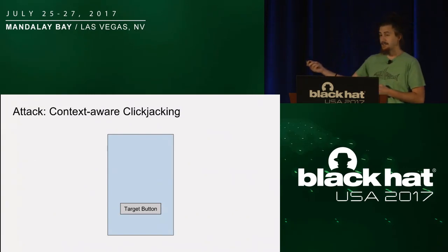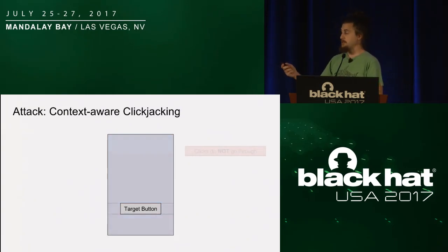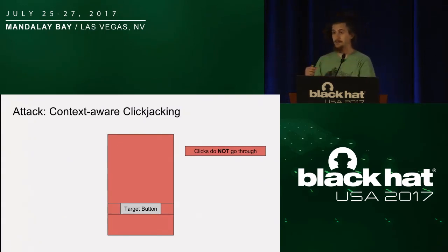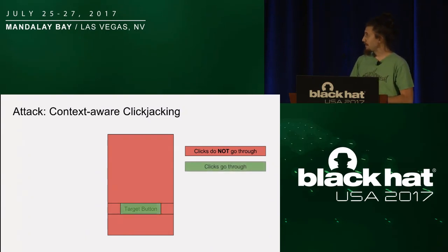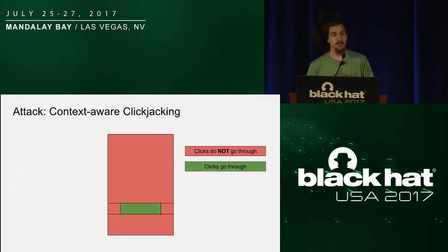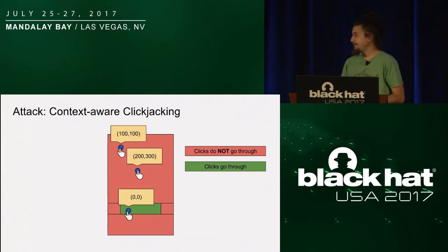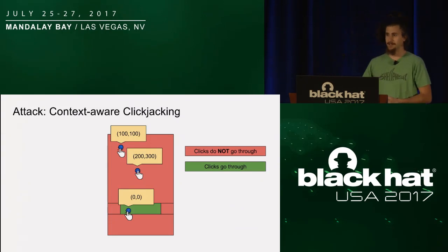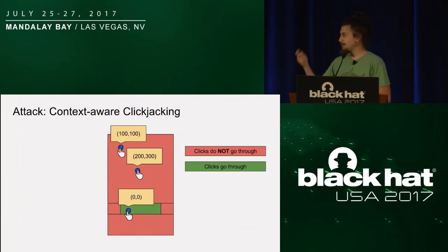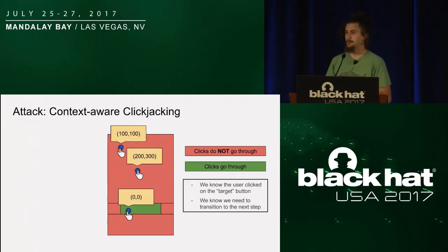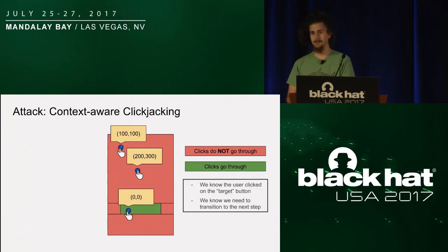We want the user to click this button. What we could do is to cover everything but the button with some overlays for which the clicks do not go through. Okay? And the remaining part, you actually cover it with an overlay for which clicks actually go through. Now, if you click here, you're going to get some coordinates. Same if you click here. But if you click here, you're going to get 0, 0 for the security defense I mentioned before. And so the attacker knows exactly that the user clicked exactly where he wanted, and we can go to the next step. So you can adapt and go to the next step.